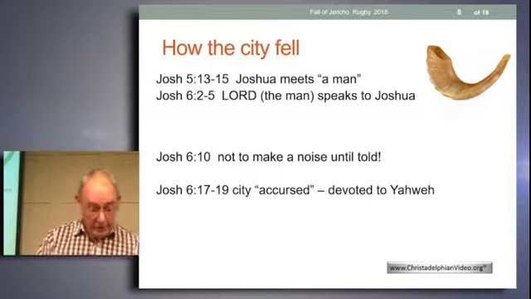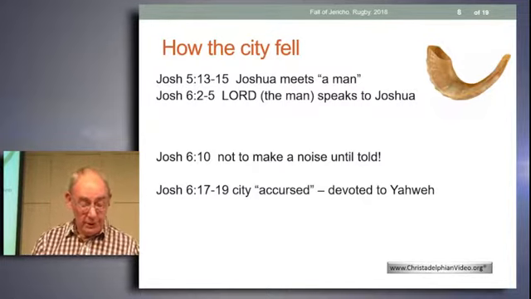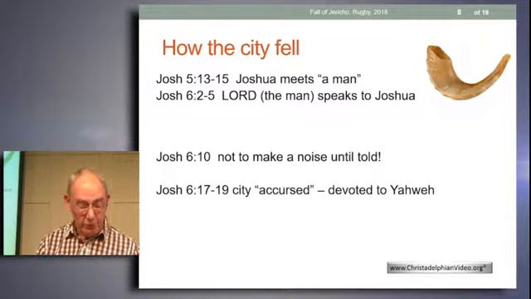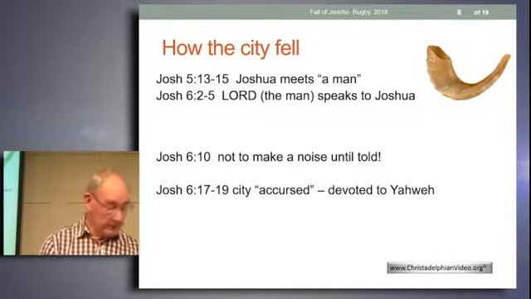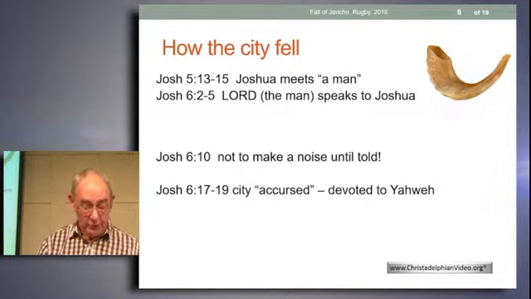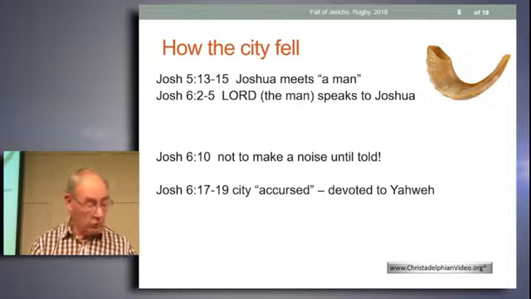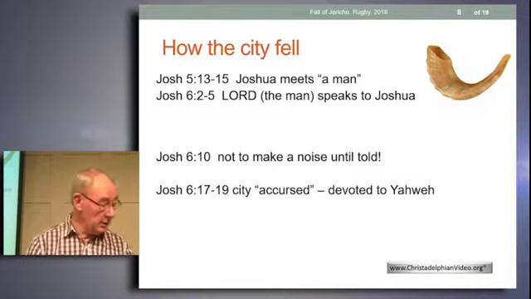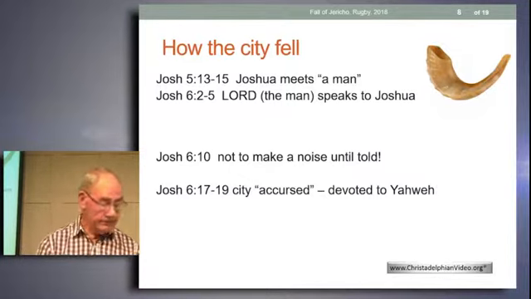So, we read what they actually did in verse 20. The people shouted when the priests blew with the trumpet. And it came to pass when the people heard the sound of the trumpet, and the people shouted with a great shout, the wall fell down flat, so that the people went up into the city, every man straight before him, and they took the city. And they utterly destroyed all that was in the city, both man and woman, young and old, ox and sheep, ass, with the edge of the sword. It was a total taking of the city. In fact, as we see later, it was actually burned.